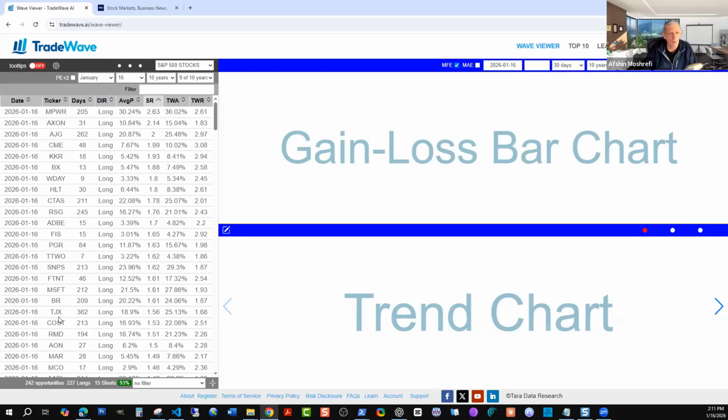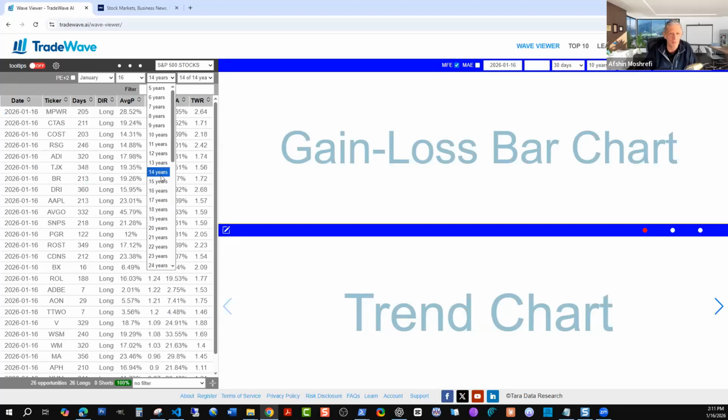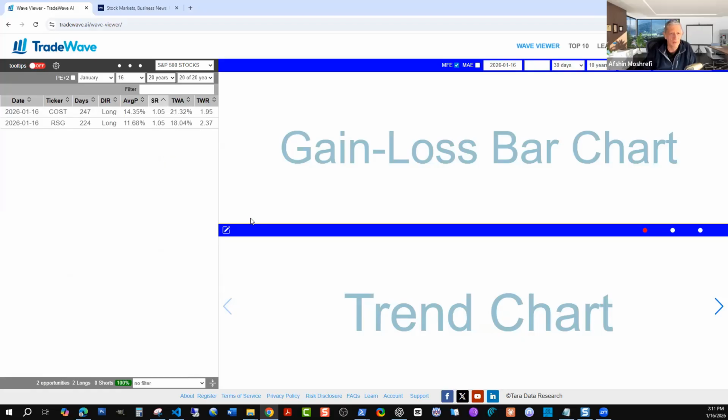Right now, I am selecting S&P 500 stocks. We're looking at a list of stocks I've selected based on the last 10 years. I could have selected the last 14 years if I wanted. You get a different list, or the last 20. As you can see, the right side gives you the probability. So right now, there are only two securities that had a pattern that started today and was profitable every year for the last 20 years.